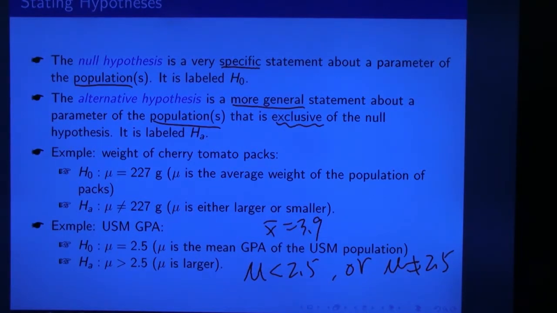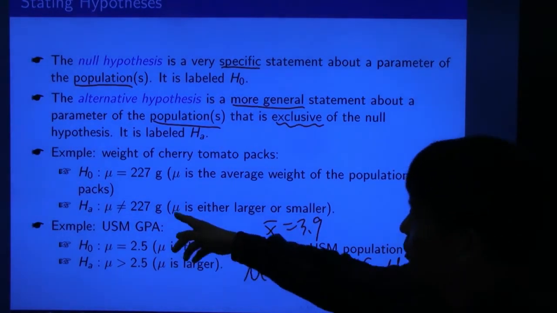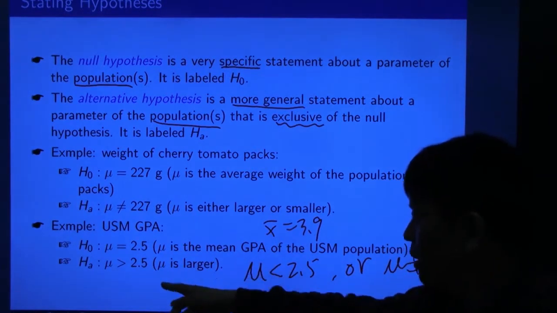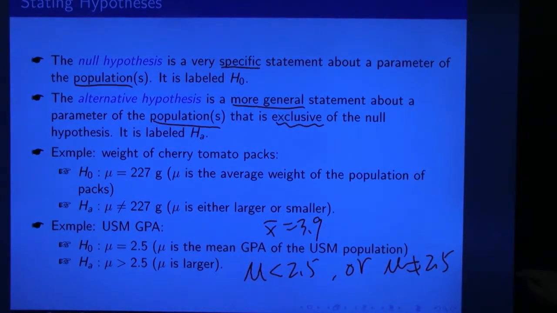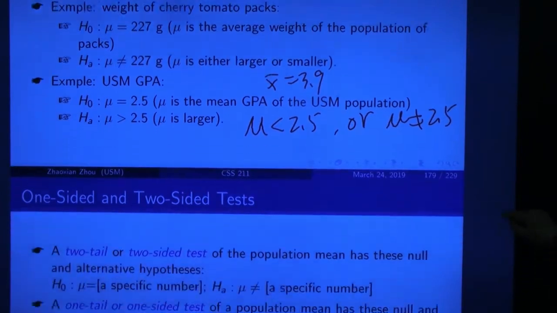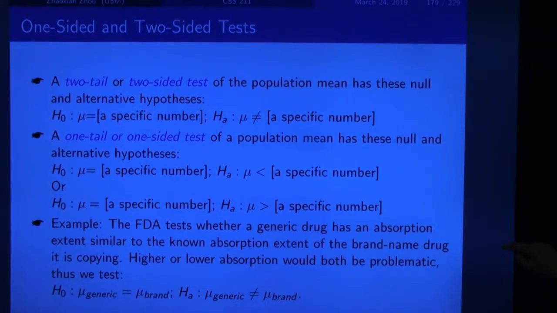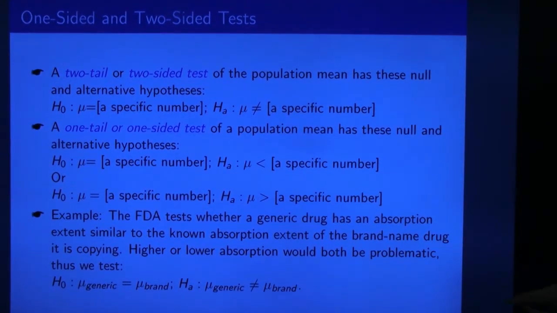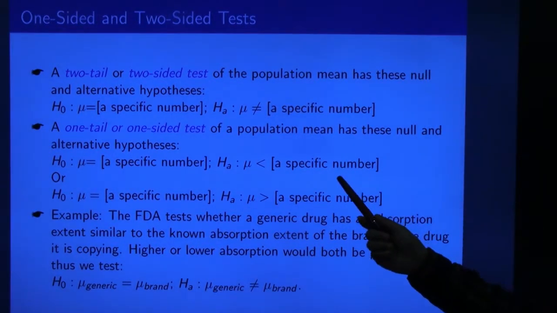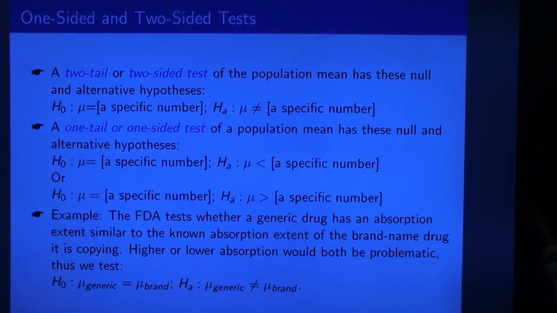As we mentioned here, we can choose not equal to, or greater than, or less than, or both. So we have two different tests. The first one is called a one-sided test. The second one is called a two-sided test. A two-sided test is also called a two-tailed test. That means the alternative can be greater than and can be less than.